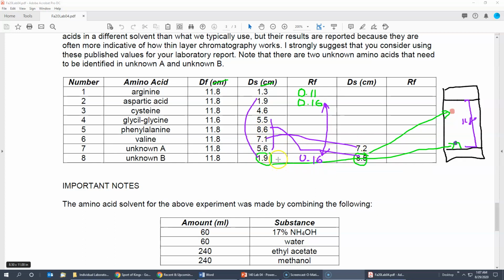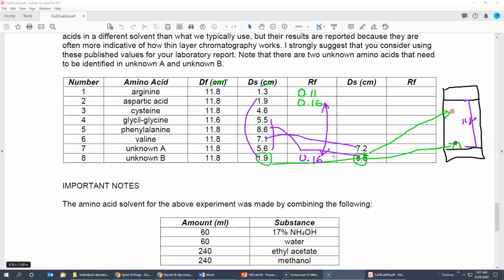And so you could say, well, I understand how we can say the unknown B, the first one, is aspartic acid, but how can we say this one? So if you calculate the RF for valine, you get 7.1 divided by 11.8, and that's going to give you 0.60. Now, if you do the unknown, you're going to get 7.2 divided by 11.8. And since it moved farther, it's going to be 0.61. So even though they don't have exactly the same RFs, if this is 0.61, this is going to be significantly higher. That's the next closest. The 5.5 is going to be significantly lower. So it's the only one that matches. And so you're not going to always have the exact same RF value, but you will have an RF value that is going to be close.